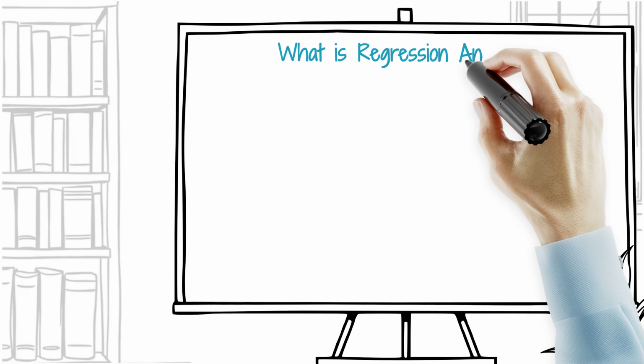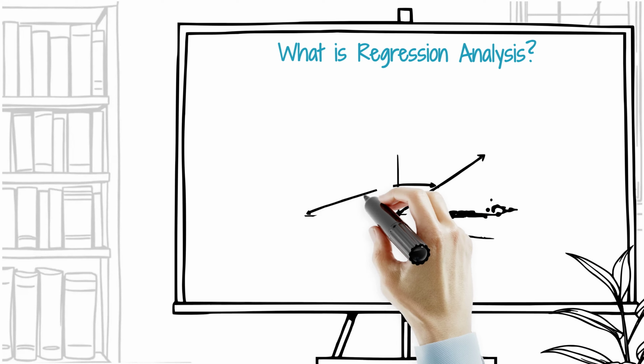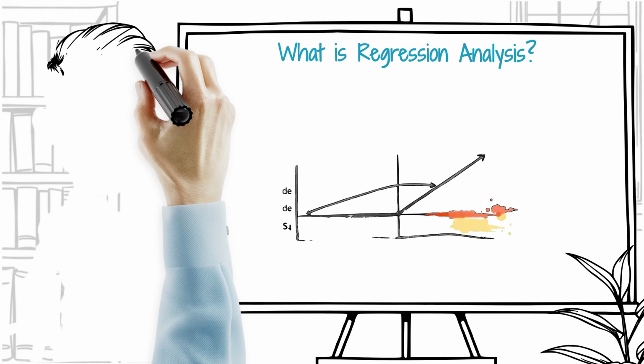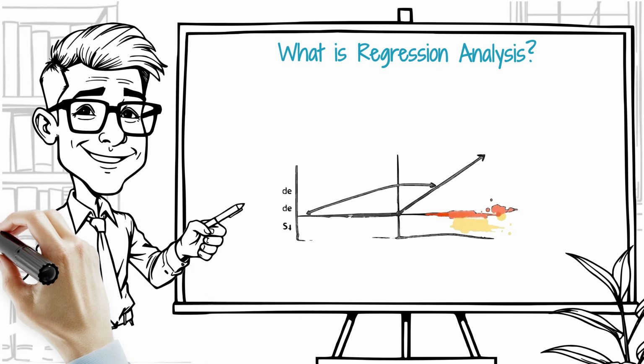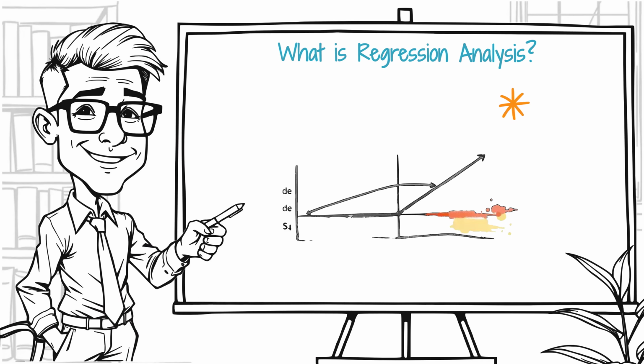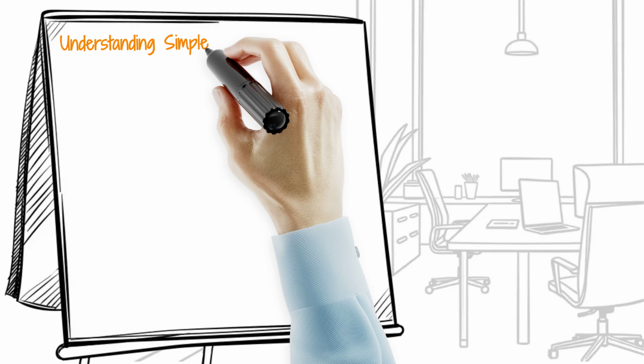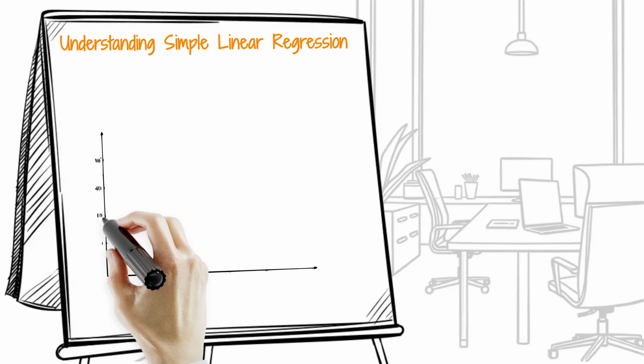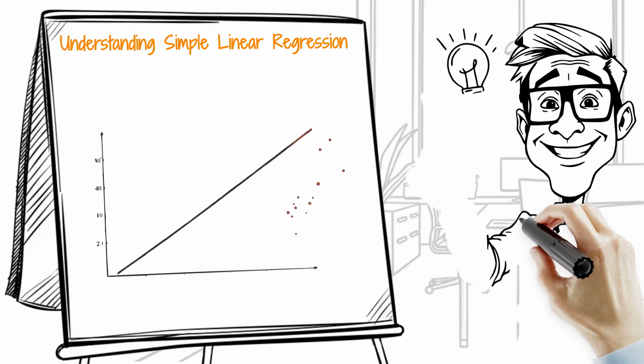At its core, regression analysis is a statistical technique used to model and analyze the relationships between a dependent variable and one or more independent variables. Simple linear regression is the most basic form of regression and is perfect for understanding the relationship between two continuous variables.